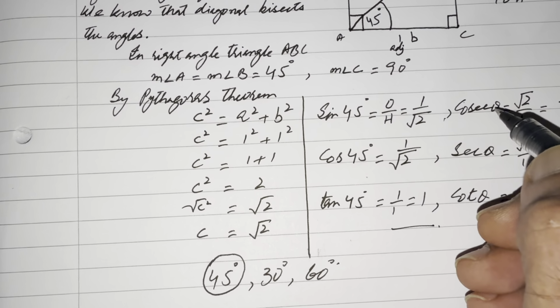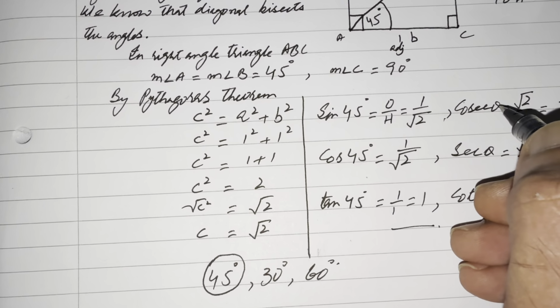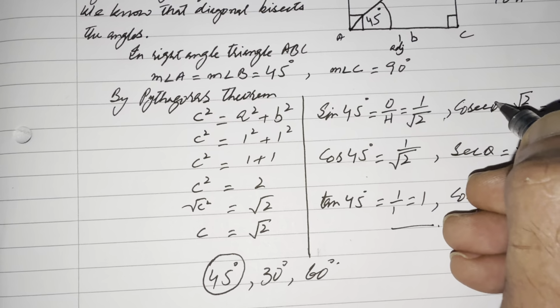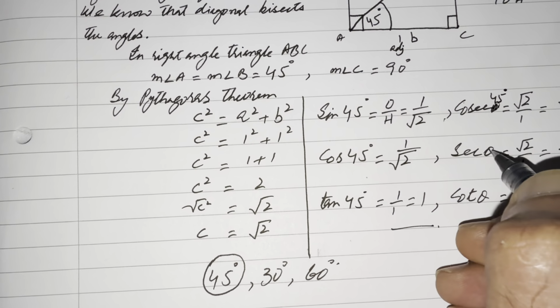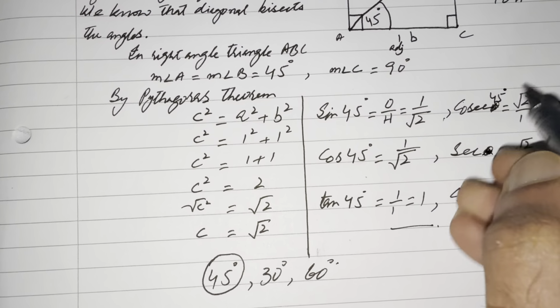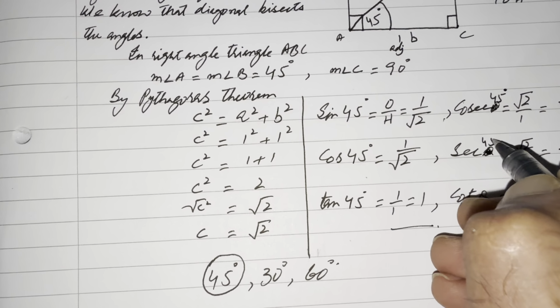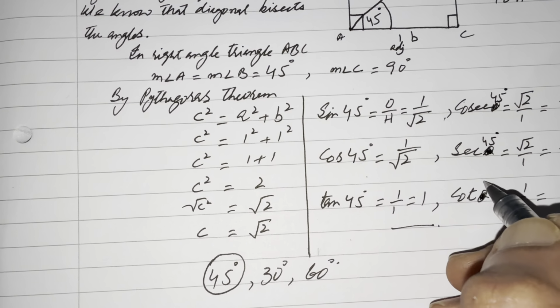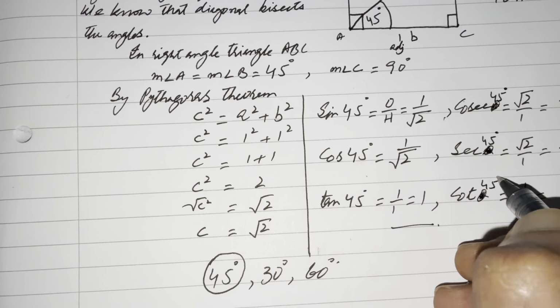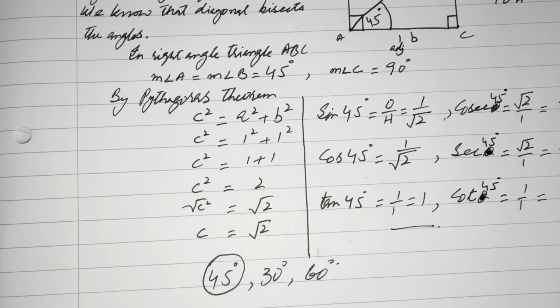I have written theta over there, but I should have written 45 degrees because we have found all the trigonometric ratios of 45 degrees. That's my mistake. I apologize for that. So these are the trigonometric ratios of 45 degrees.